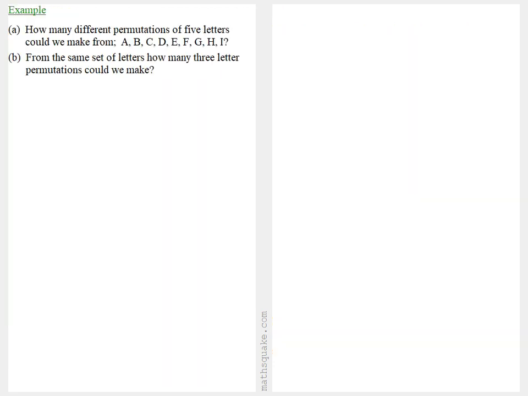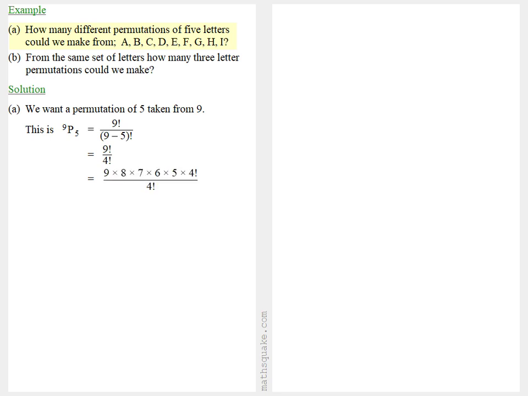Let's look at another example. How many different permutations of 5 letters could we make from the letters A, B, C, D, E, F, G, H and I? Well, to solve this, we've got 9 letters altogether and we want a permutation of 5 taken from those 9. So that will be 9P5, which is 9 factorial over (9 minus 5) factorial, which is 9 factorial over 4 factorial, or 9 times 8 times 7 times 6 times 5 times 4 factorial over 4 factorial. The 4 factorials cancel, and that gives us 15,120.